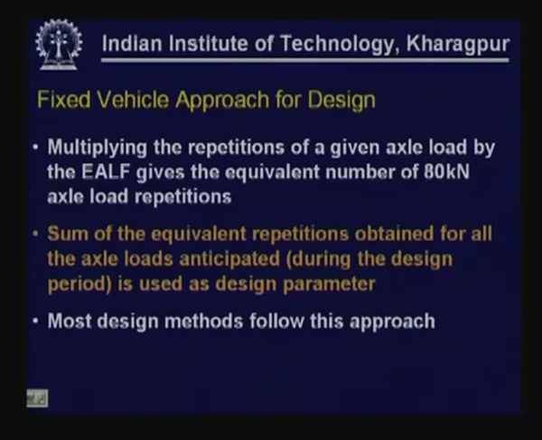In this, we multiply the repetitions of a given axle load by the equivalent axle load factor corresponding to that particular load, and this will give us the equivalent number of 80 kilonewton axle load repetitions. But we have to have some information about what is the equivalent axle load factor that we have to use to convert a given load into equivalent repetitions of a standard load.